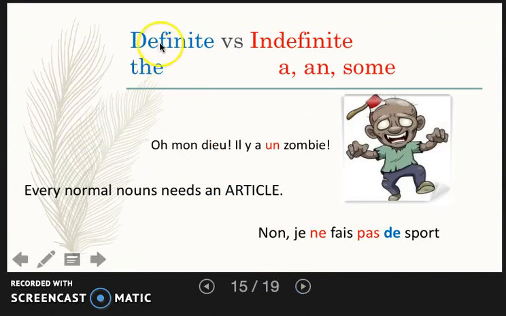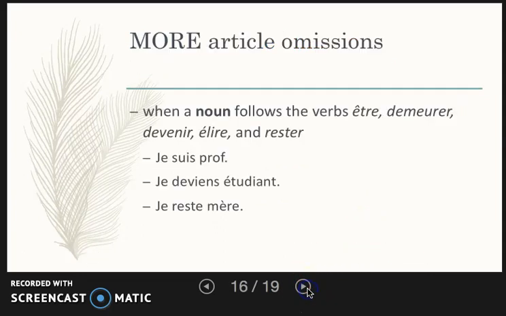So what we've learned again is that the definite article means "the," and indefinite articles mean "a" or "some." Every normal noun is going to need an article, except we can drop the indefinite articles in a negative sentence, and they can be replaced with other things. Now, there are a few more omissions that you will find out later when we're using verbs like être, demeurer, devenir, élire, rester, things like being and staying and becoming. You may not need that article.